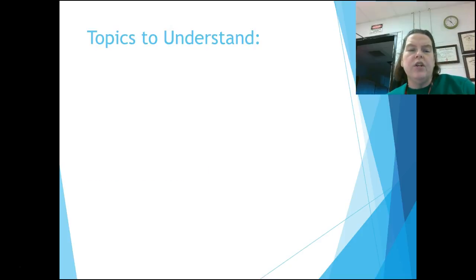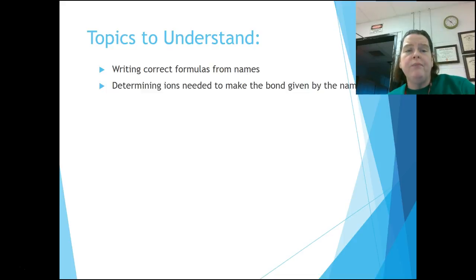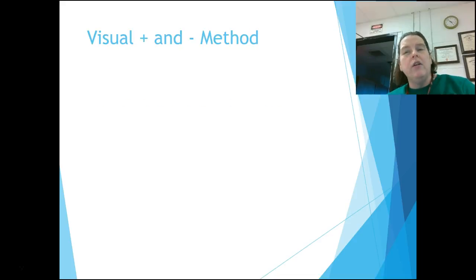So we're reverse engineering with ionic bonding. So we're writing correct formulas from names or writing correct names from formulas if we need to. Determining ions needed to make the bond given by the name. Using a method to find the correct formula. So visual plus and minus method. You notice I got rid of the dot structure method because it no longer functions unless I'm in binary world. Unless I have binary compounds, the dot method does not function, not without a little bit more stuff.